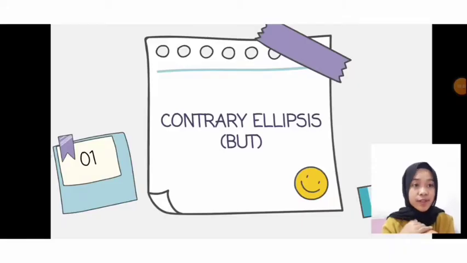So today I'm going to explain my materials about contrary ellipsis. After understanding the previous materials about positive ellipsis and negative ellipsis, now we enter the third material, about contrary ellipsis.